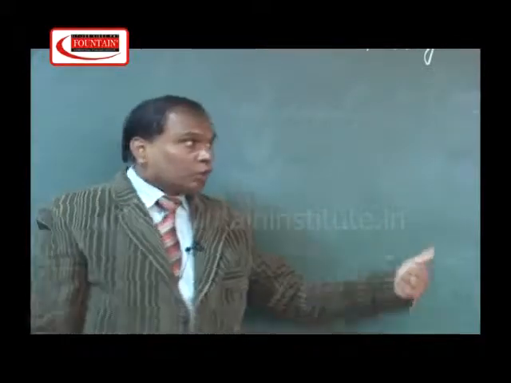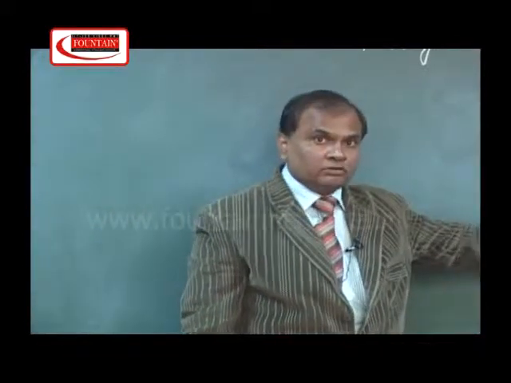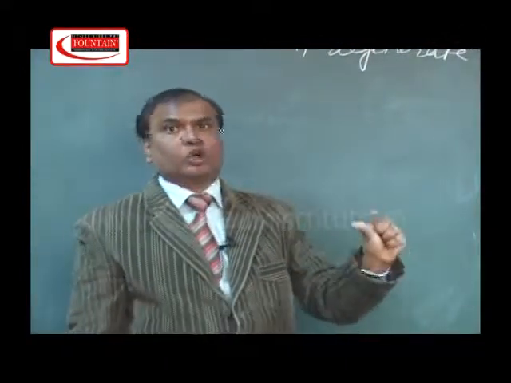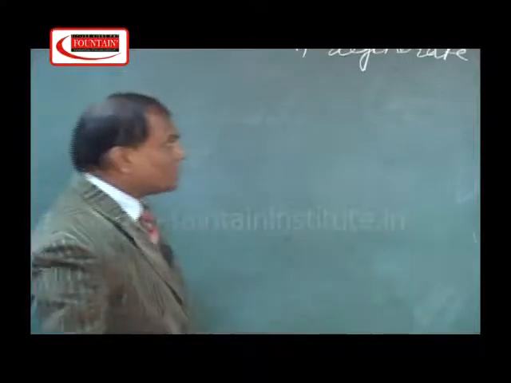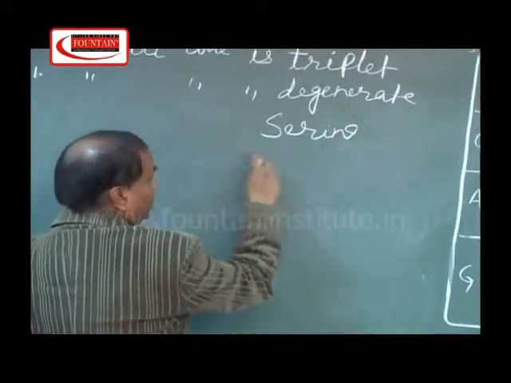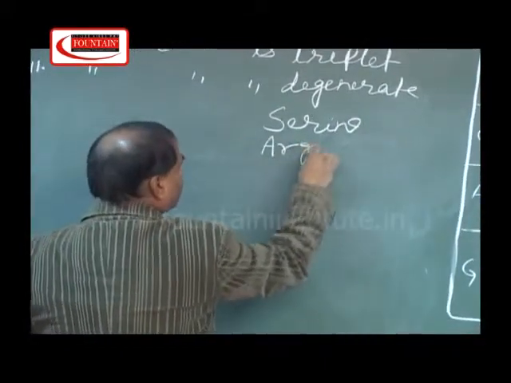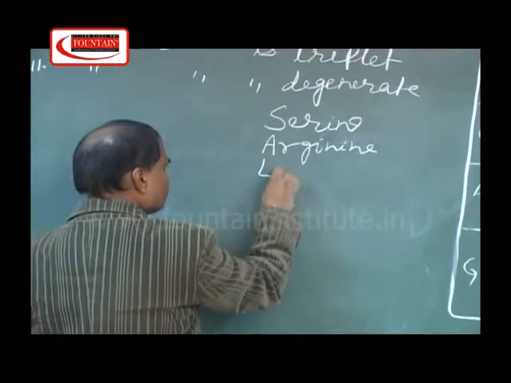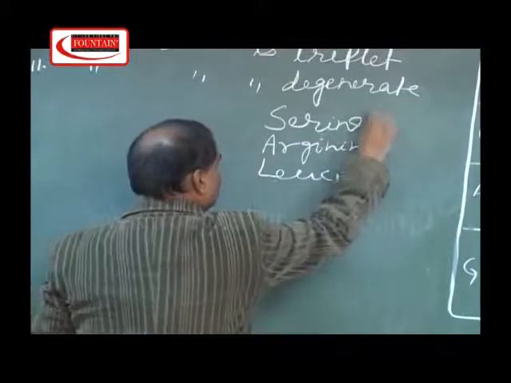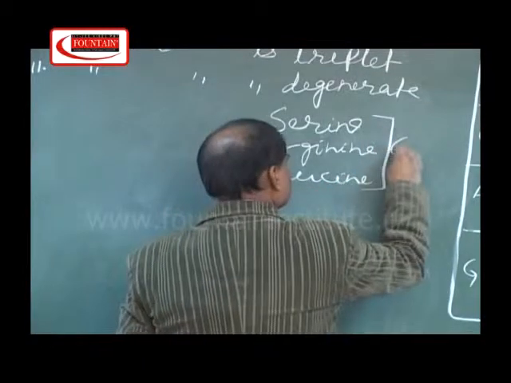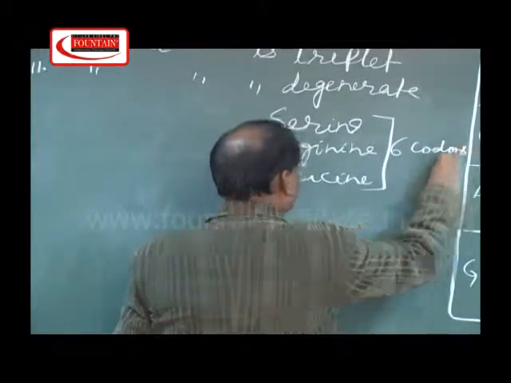And through this codon dictionary table, you can easily see that some amino acids have 6 codons, and those amino acids are serine, arginine, and leucine. These are the amino acids which have 6 codons. Maximum of 6 codons available for them.